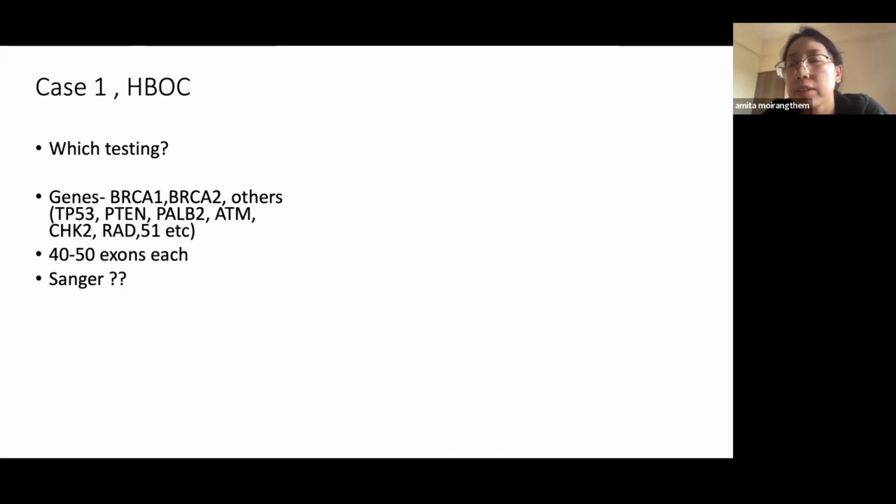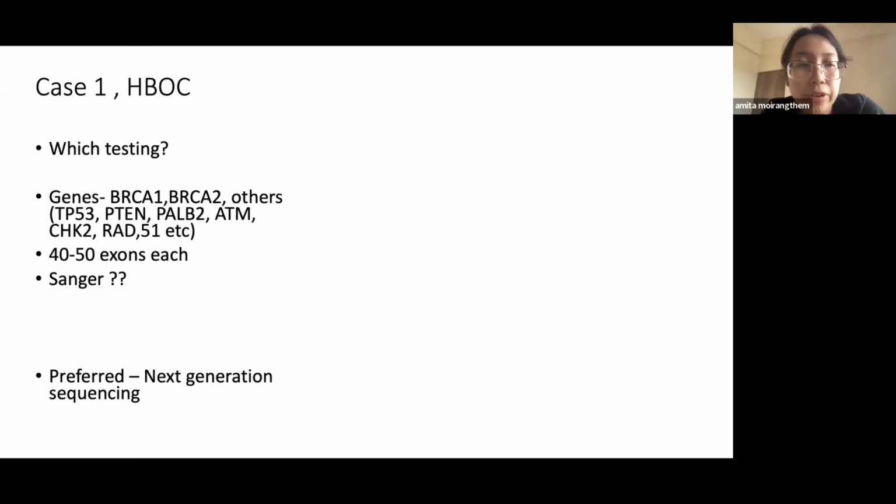So the same technique as was used in VHL and RET, can we use that? That is Sanger sequencing. Of course, we can use that. However, it will not be cost effective and it will be laborious. It will take time, reagents, etc. So this was done in previous years when a better technology was not available. However, now the preferred method of testing in such cases is next generation sequencing.